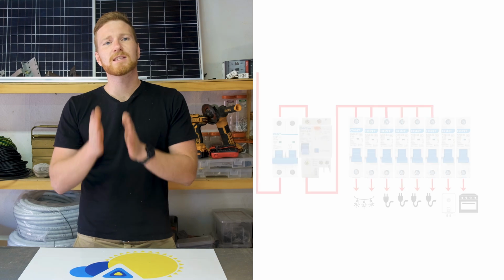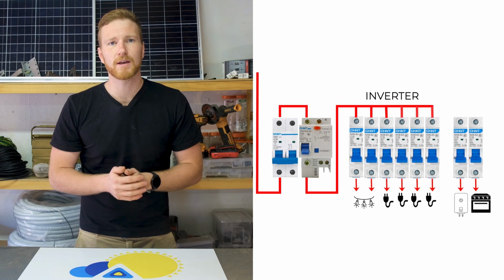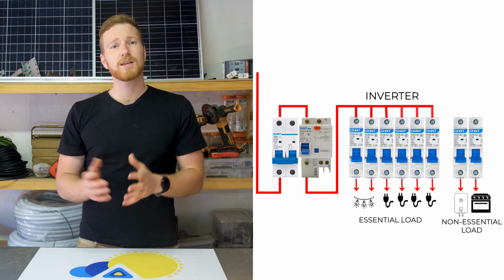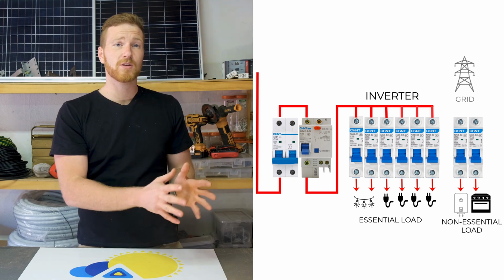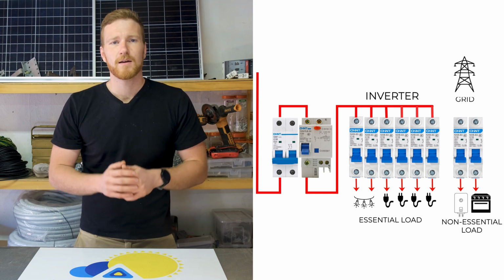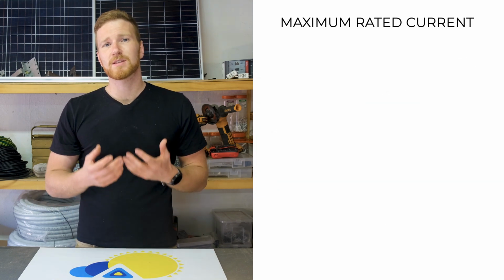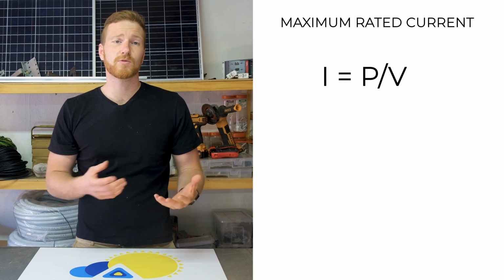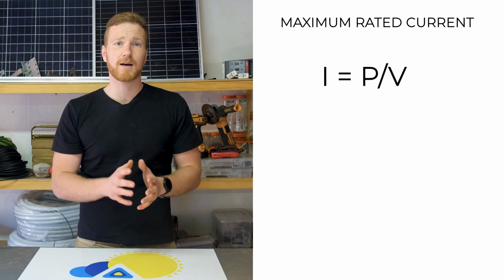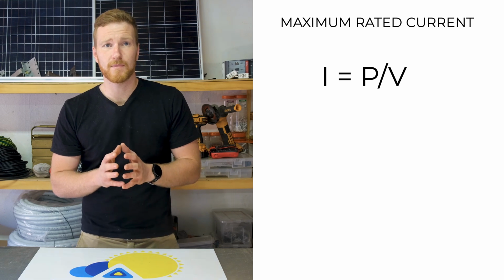This is why we split them at the distribution board into essential load and non-essential load, so that the utility grid can supply power to the heavy consumers like geysers, rather than the inverter. There is a maximum current that can be supplied, and since voltage is always 230 volts, you can deduce this by dividing the total rated power by the voltage.